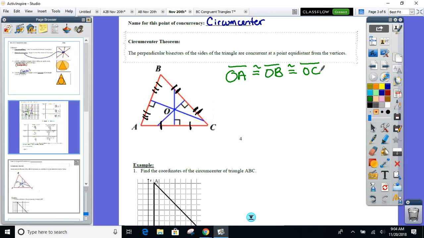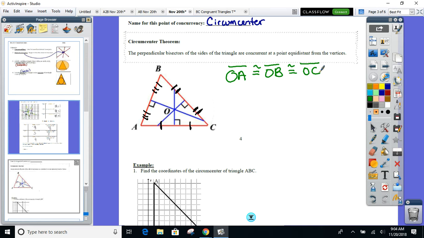Everybody good there? Circumcenter. How's it formed? When all three what intersect? Perpendicular bisectors. And what's the fact? It's equidistant from the vertices. That's just one. We're going to end up doing 4 total as far as points of concurrency are.